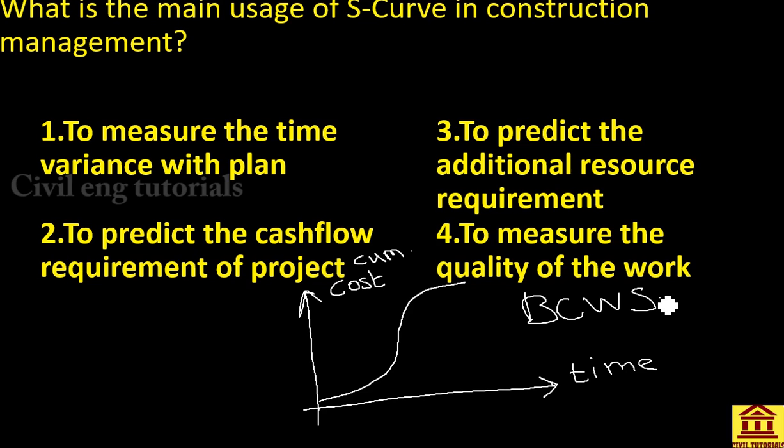There are three scales: BCWS, budgeted cost for work scheduled, BCWP, budgeted cost for work performed, and ACWP, actual cost of work performed. But the S-curve is mainly drawn for budgeted cost of work scheduled, since in the budget we have defined the work scheduled, and this is drawn before the work started.